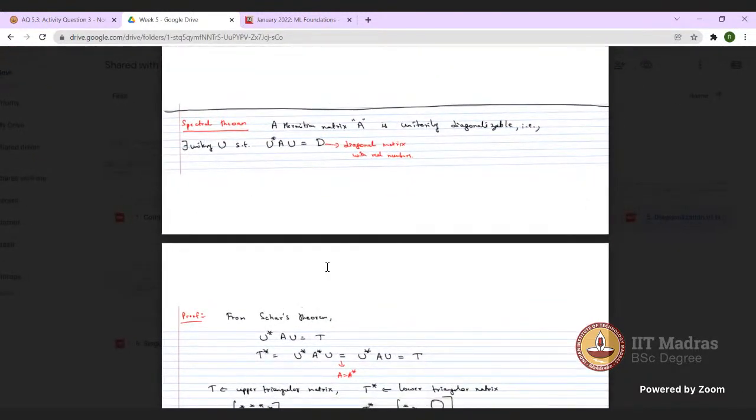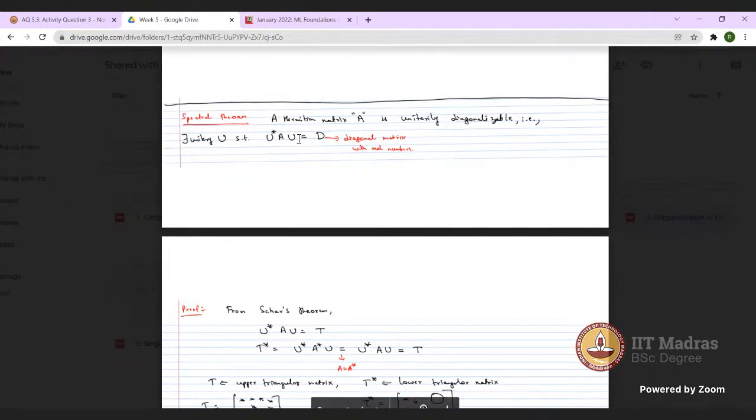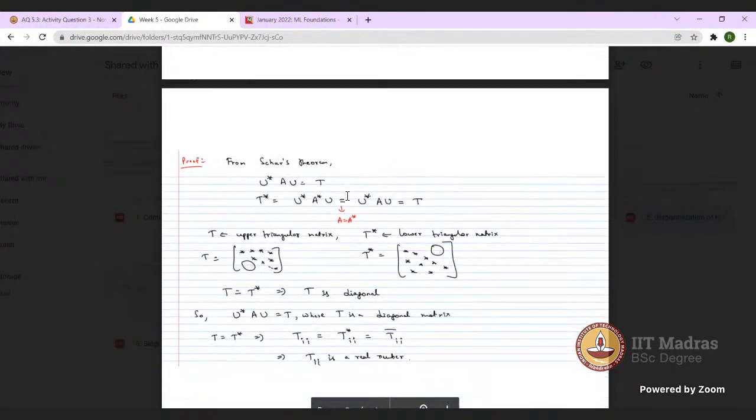So for a Hermitian matrix, as we discussed, U star A U equals D, a diagonal matrix.